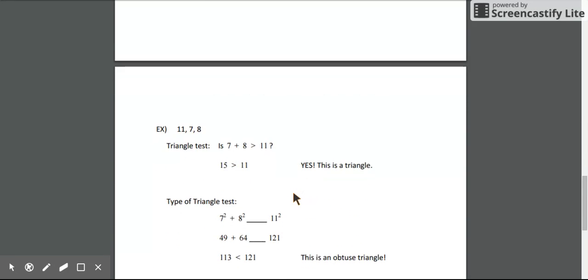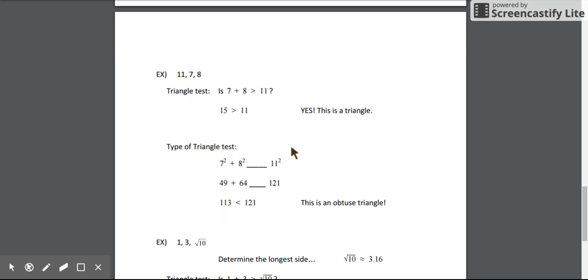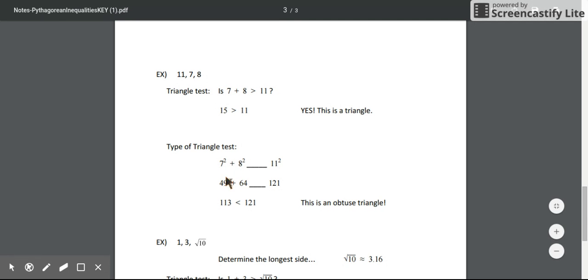Let's take a look at these lengths. Figure out the two smaller sides. So 7 and 8 are the two smaller sides. Let's see if their sum is bigger than the third side. 7 plus 8 is 15. Yes, that's bigger than 11. So these lengths create a triangle. Let's figure out what type of triangle it is. So we're going to square all of our lengths. 7 squared is 49, 8 squared is 64, and 11 squared is 121.